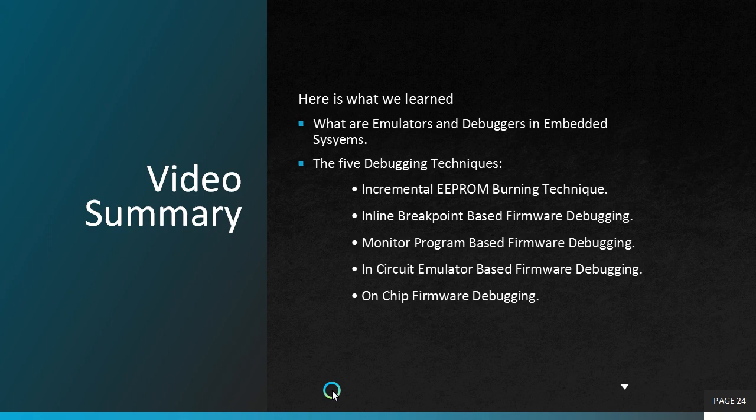So here is what we learned. As we all know, first of all, we learned what are emulators and debuggers in an embedded system. Then we also learned about the 5 different debugging techniques, that are the incremental EEPROM technique, inline breakpoint based firmware debugging, monitor program based firmware debugging, in-circuit emulator based firmware debugging, and the last one, that is on-chip firmware debug.